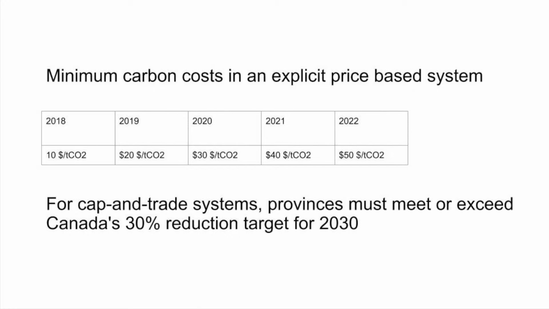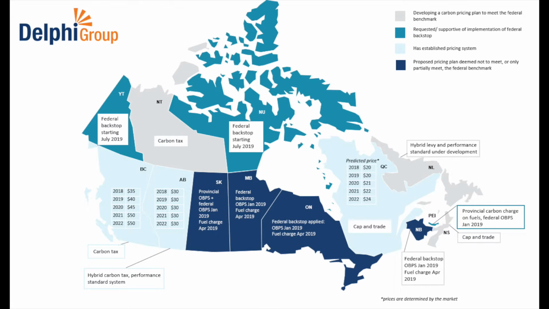For direct pricing systems, the minimum carbon cost is an explicit base system, beginning at $10 per ton of CO2 in 2018 and increasing incrementally to $50 per ton of CO2 in 2022. For cap-and-trade systems, provinces and territories must meet or exceed Canada's 30% reduction target for the year 2030. BC, Alberta, and Quebec's previous taxing systems meet the federal requirements, and these systems will remain in place.